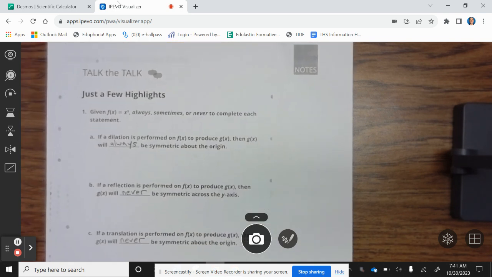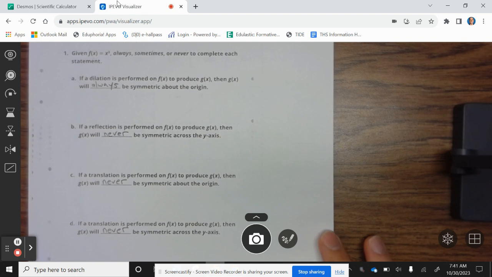Talk to talk, just a few highlights. Given f of x equals x cubed, choose always, sometimes, or never to complete each statement. A. If a dilation is performed on f of x to produce g of x, then g of x will always be symmetric about the origin. B. If a reflection is performed on f of x to produce g of x, then g of x will never be symmetric across the y-axis.